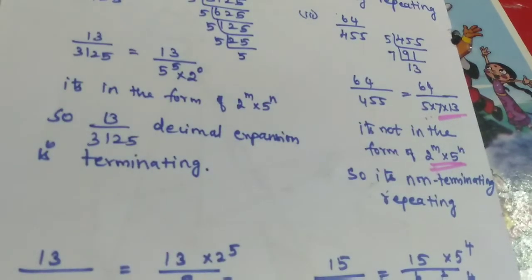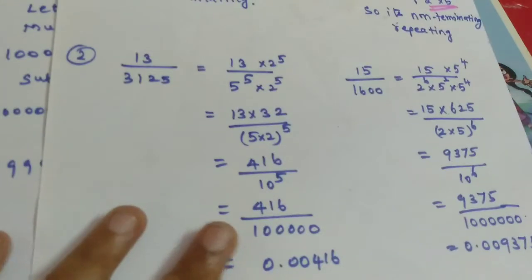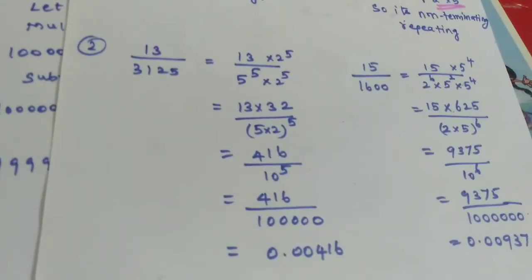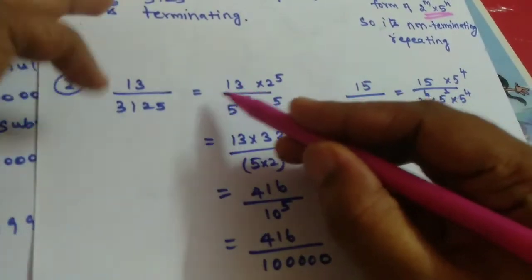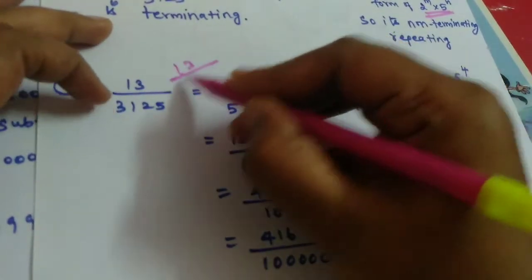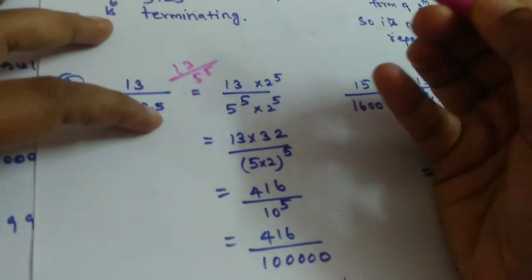In the second main question, for the sums in the first question which are terminating, you should find the decimal expansion. See here, the first sum is terminating, so I have taken 13 by 3125. Its expansion is 13 by 5 power 5.